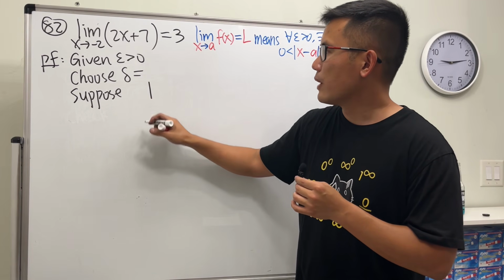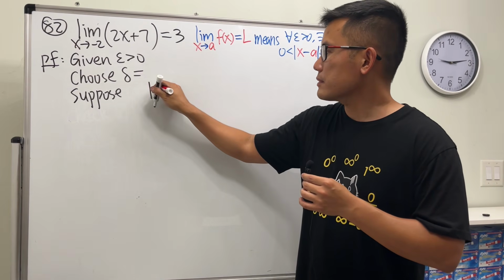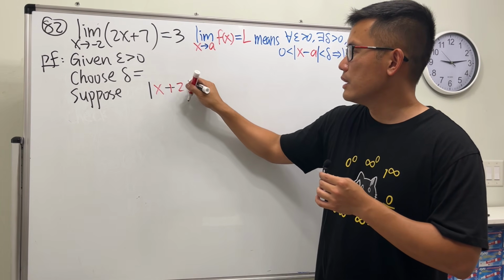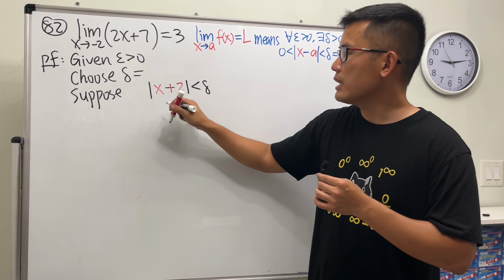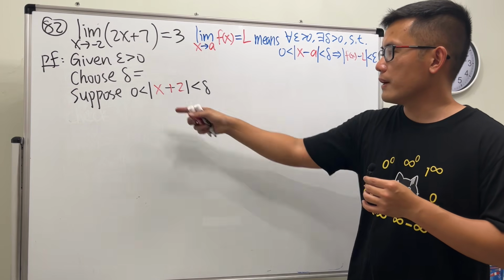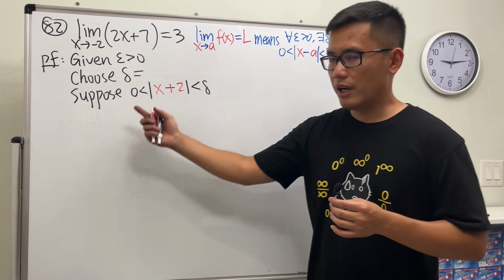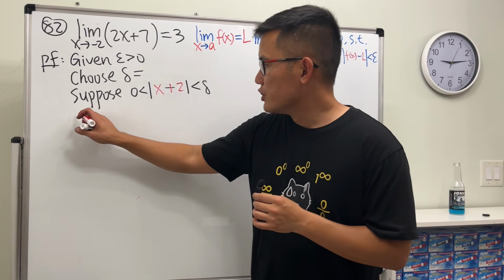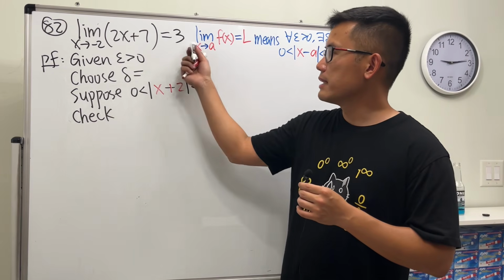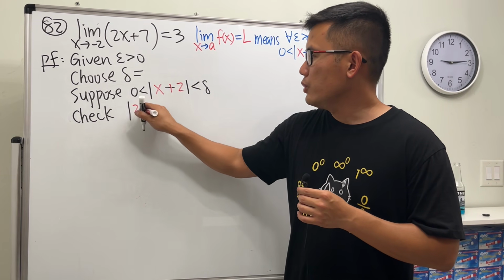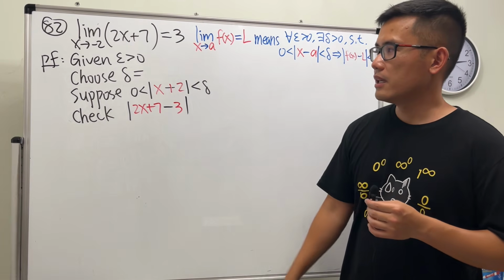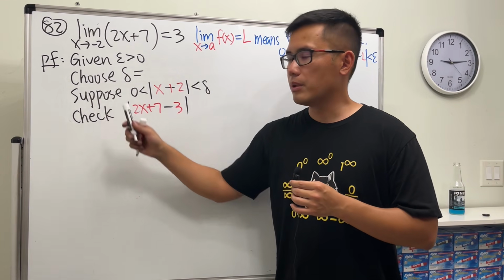Suppose the absolute value, here we have x, and then minus a, which is negative 2, so it becomes plus 2. Suppose this right here is less than delta, which we also don't want x to be negative 2, so that's why you have the greater than 0, and then check absolute value of the function minus the limit. So this minus that in the absolute value, 2x plus 7 and then minus 3.